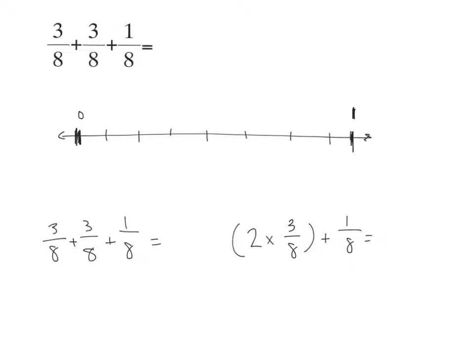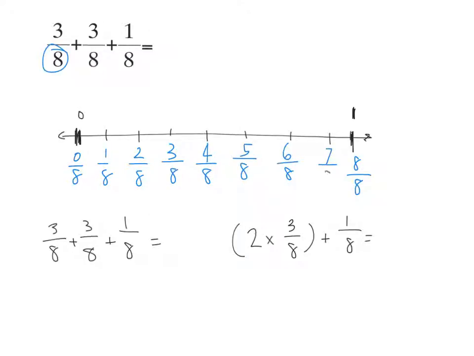How do I know I need to divide it into 8 equal sections? Yeah, because the denominator is 8, I'm going to divide this into 8 equal sections. I'm going to label it 0/8 over here. 1 is also 8/8. And then I have 1/8, 2/8, 3/8, 4/8, 5/8, 6/8, and 7/8. Okay? All right, now let's add.